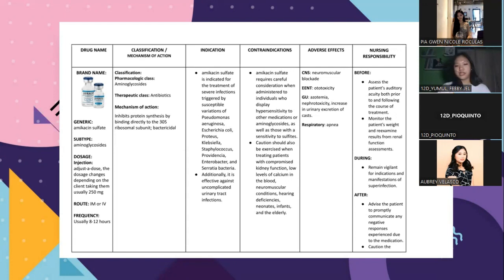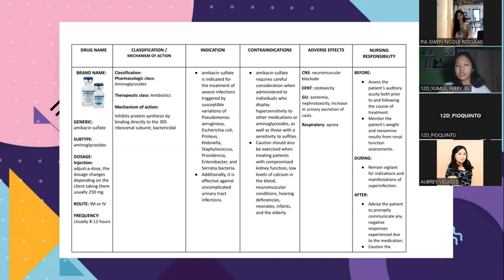Amikacin sulfate is a subtype of antibiotics from the brand Amikin. It's an aminoglycoside that creates fissures in the outer membrane of the cell. Its dosage is usually 250 milligrams, but it's also an adjusted dose, which means the dosage may change depending on the patient, in an intramuscular or intravenous route. And it is usually administered every 8 to 12 hours.